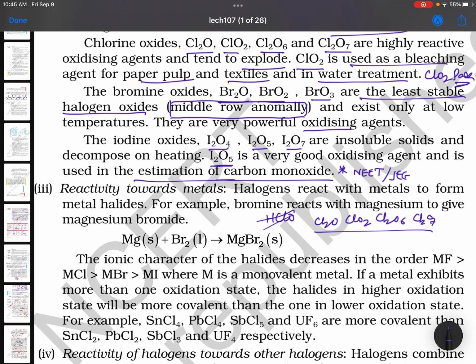Halogens react with metals. Now the reaction with metals will go. Before that, you see this point again. I2O5 is a very good oxidizing agent and is used in the estimation of carbon monoxide. With metals, we'll discuss in another video.